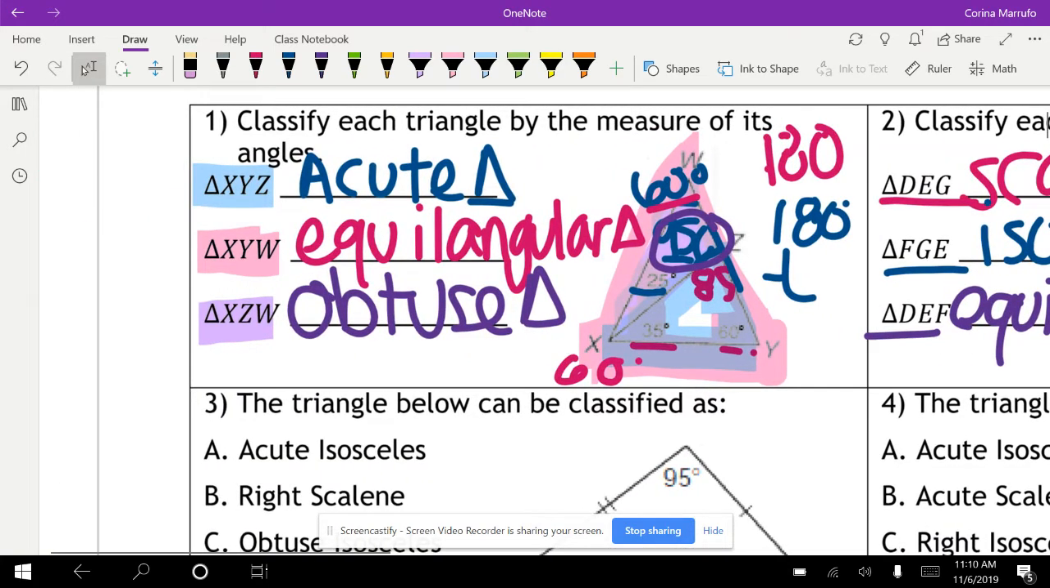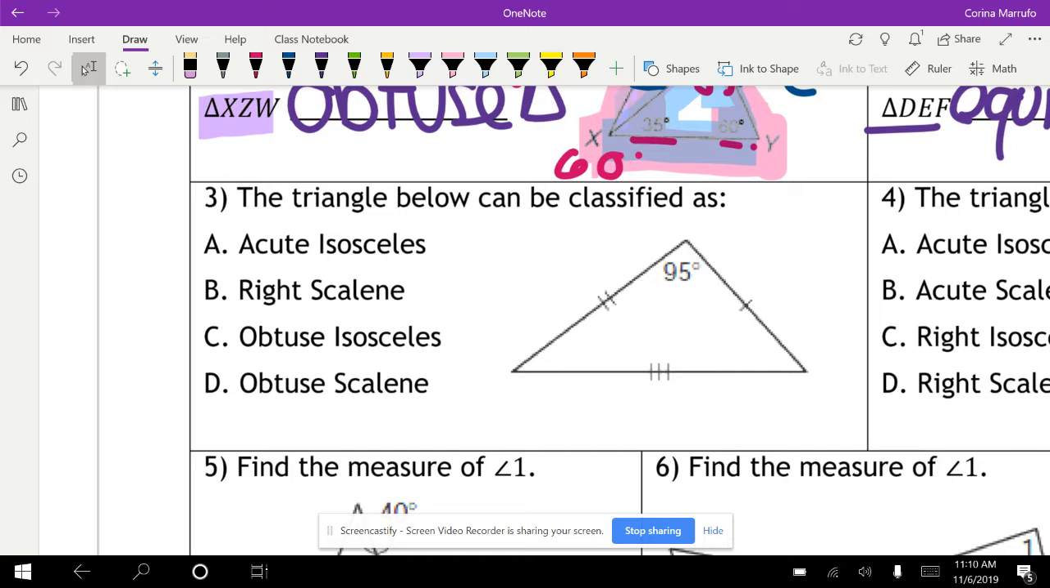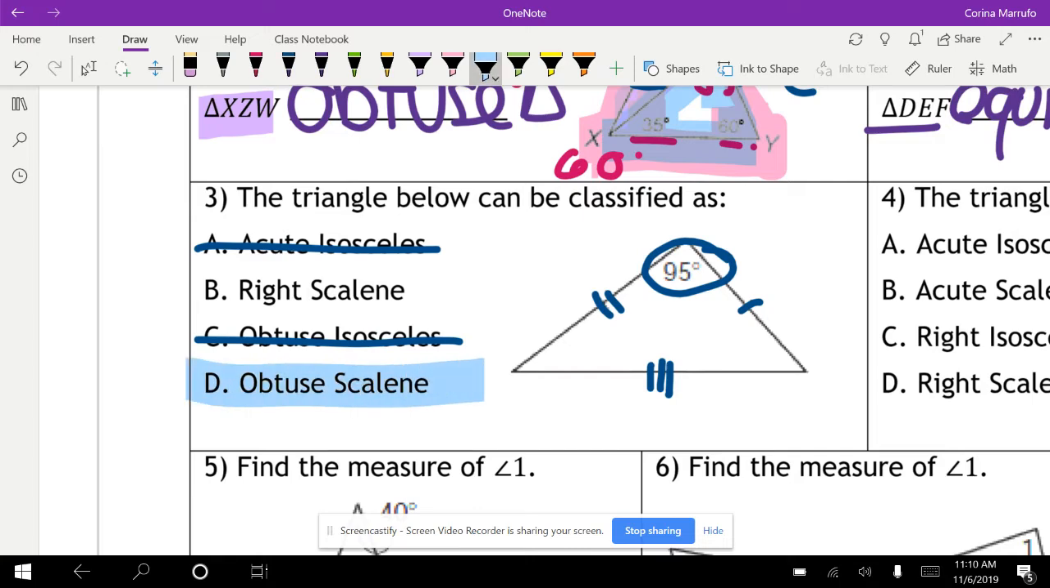All right, the next one, it says the triangle below can be classified as. So they tell us with these little lines here that all of these are different. One has 1 tick mark, the other one has 2, and then this one has 3. So that means it is a scalene triangle, so I can cancel out C and A. And then if we see this angle right here is 95 degrees, that is more than 90 degrees. So that makes it an obtuse scalene triangle.